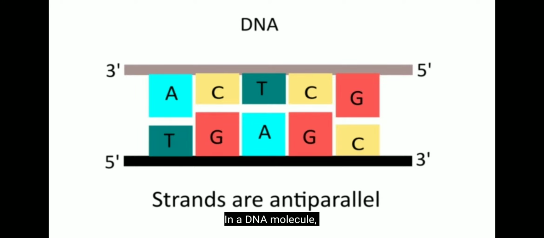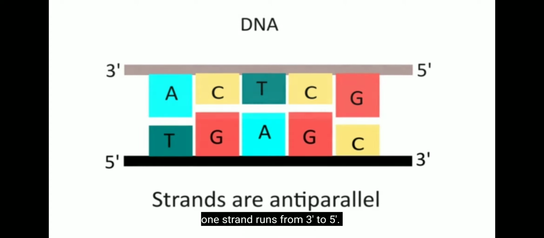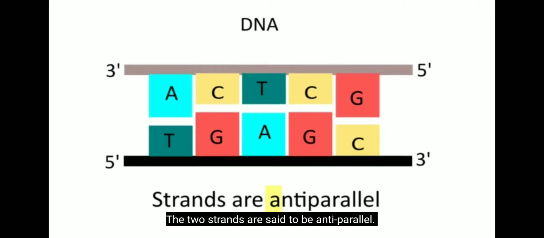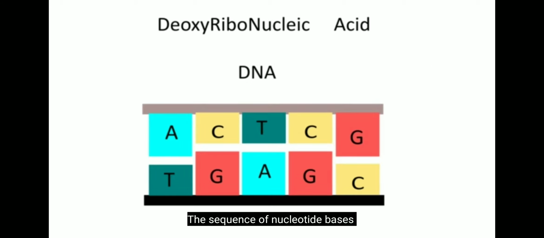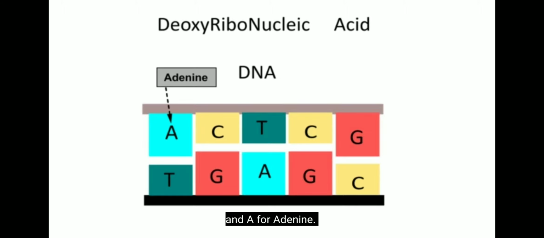In a DNA molecule, one strand runs from 3' to 5'. The other strand runs from 5' to 3'. The 2 strands are said to be antiparallel. This means that they run in opposite directions. The sequence of nucleotide bases which stick out from the backbone can vary. There are 4 kinds: G for guanine, C for cytosine, T for thymine, and A for adenine.